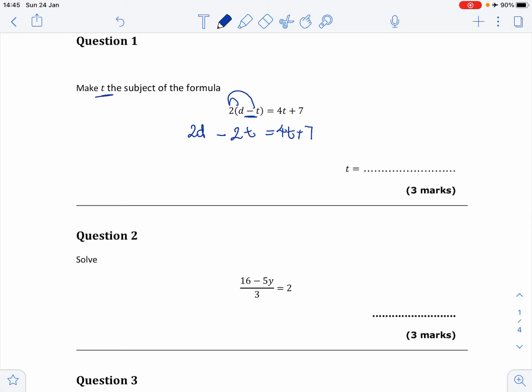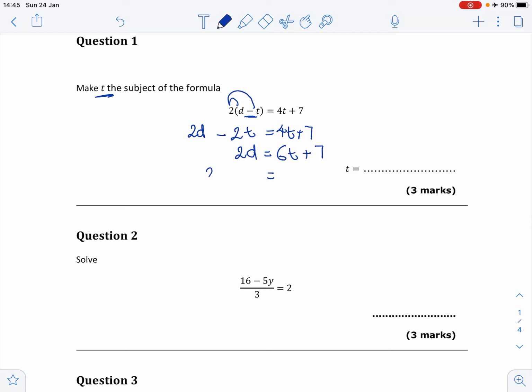Then we want to make t the subject. So we want to make t on one side of the equation. So I'm going to move our t to the other side. So I have 2d equals, so plus 2t on both sides. So I will have 6t plus 7.